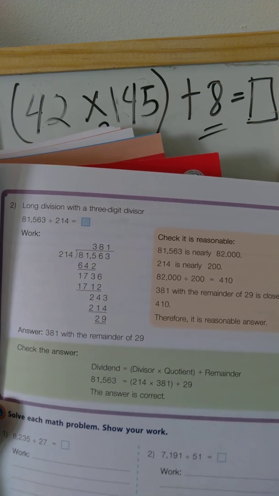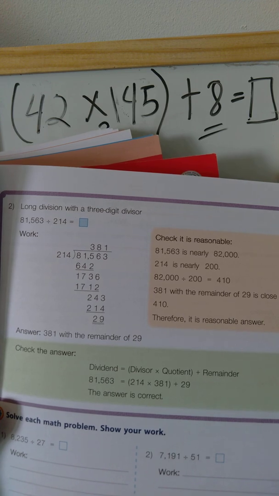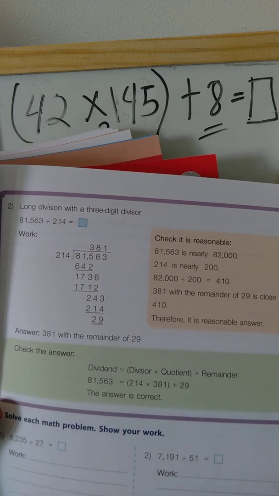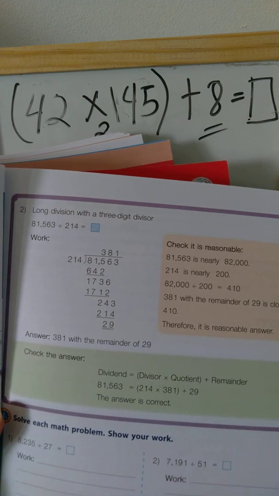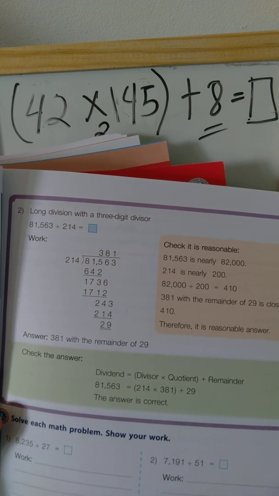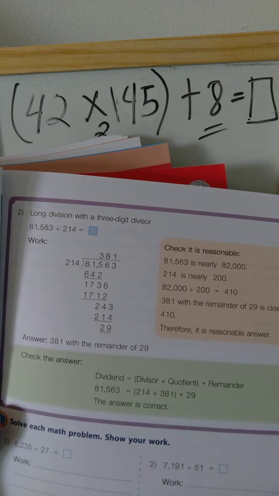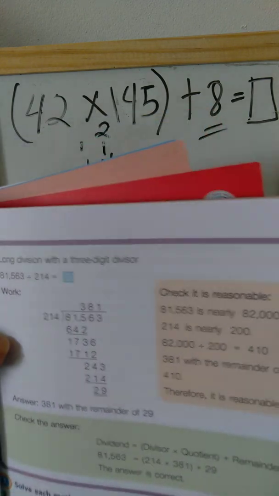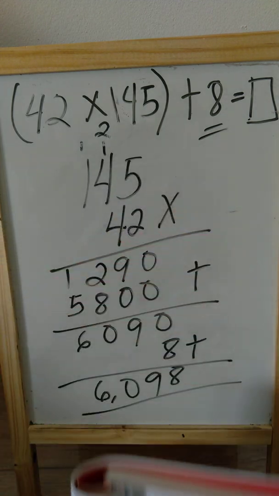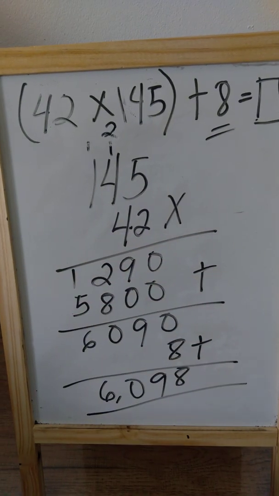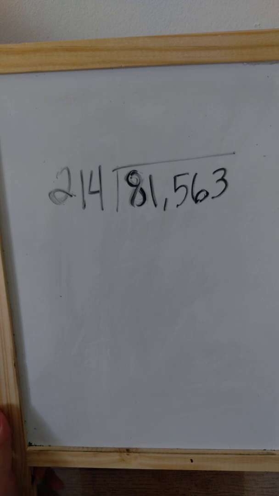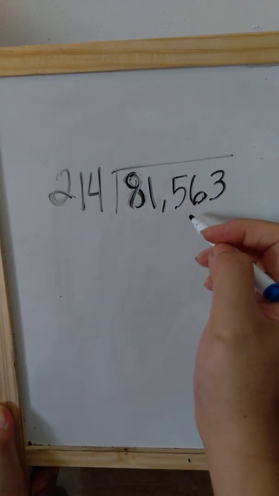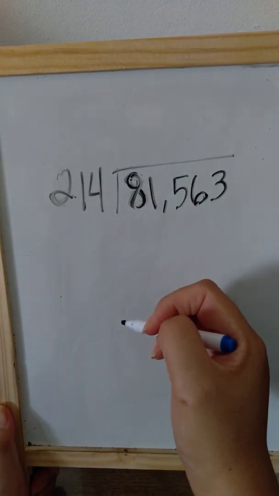81,563 divided by 214 is equal to 381 with the remainder of 29. Let's do the work. I'll show you how to get the answer. Listen very carefully. 81,563 divided by 214.